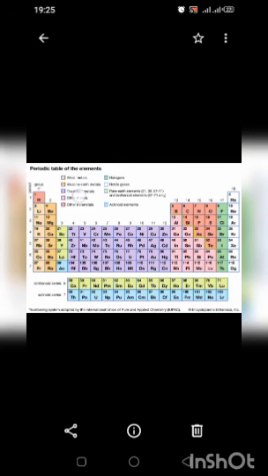And then we have periods. Periods are shown in this way. We have 7 periods: 1, 2, 3, 4, 5, 6, 7. Elements grouped in the same period have the same number of shells.